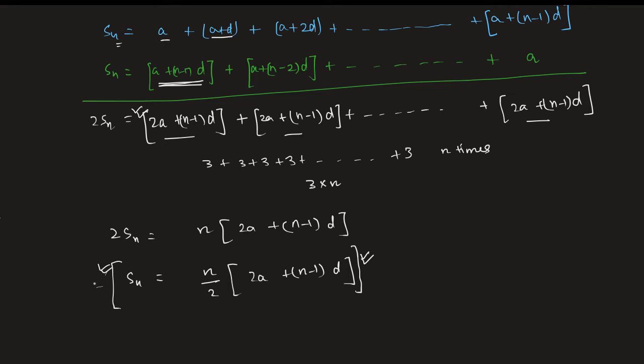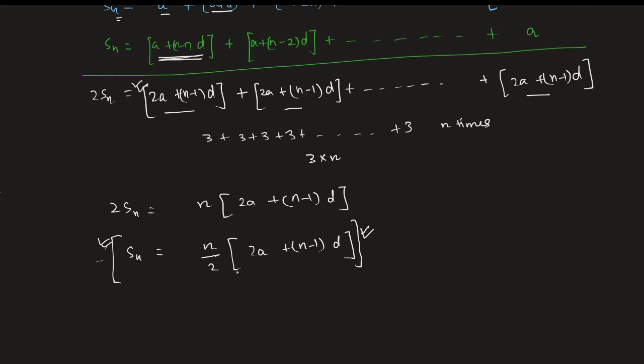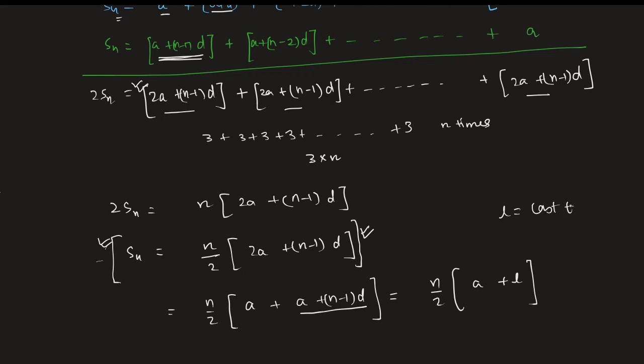What we need to do is apply this formula and solve the given questions or problems. Now this same formula can be written as n by 2, and I can write 2a as a plus a, giving a plus (n minus 1) d. Now this is an, or the last term, so it can be further written as n by 2 times (a plus l), where l represents the last term. Okay, so I hope we are clear with this formula.